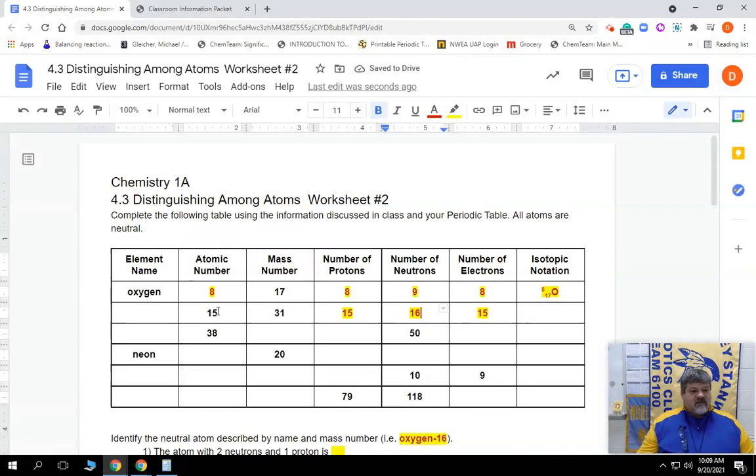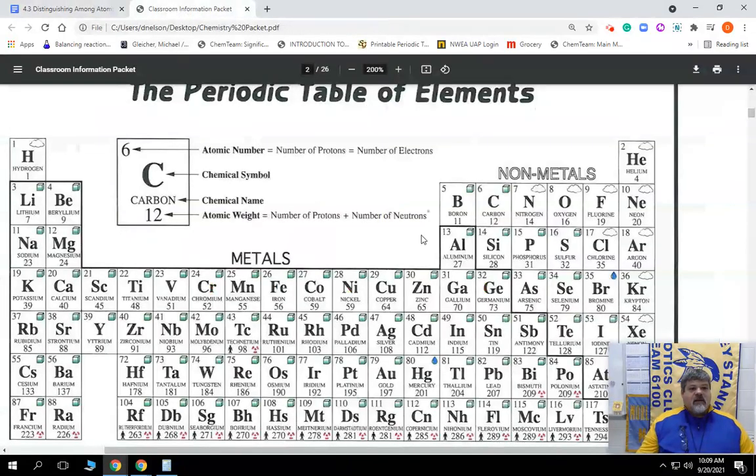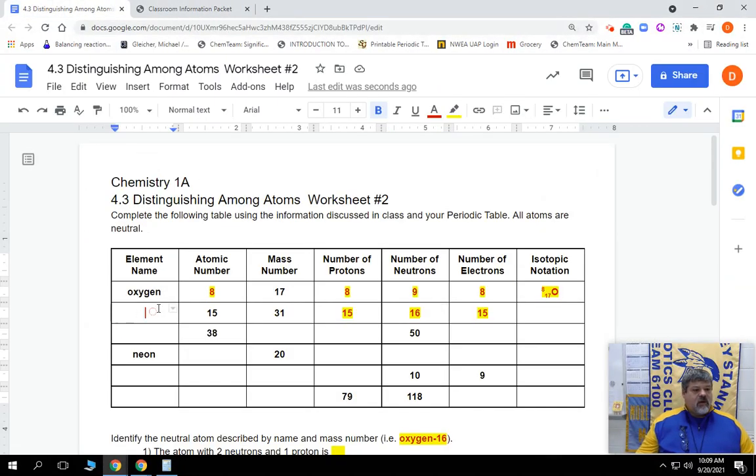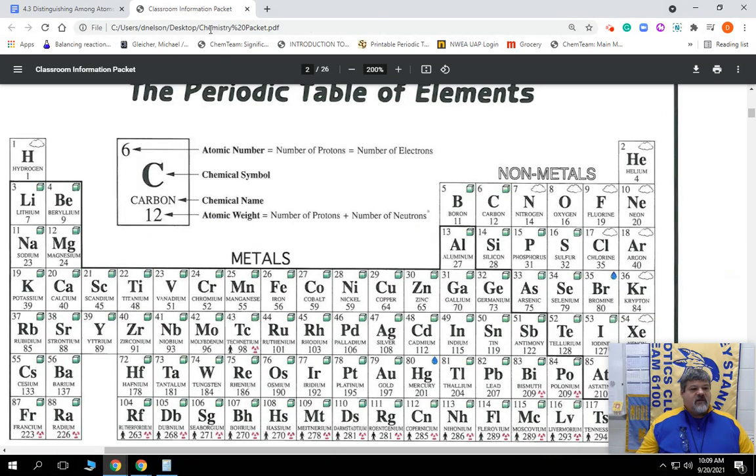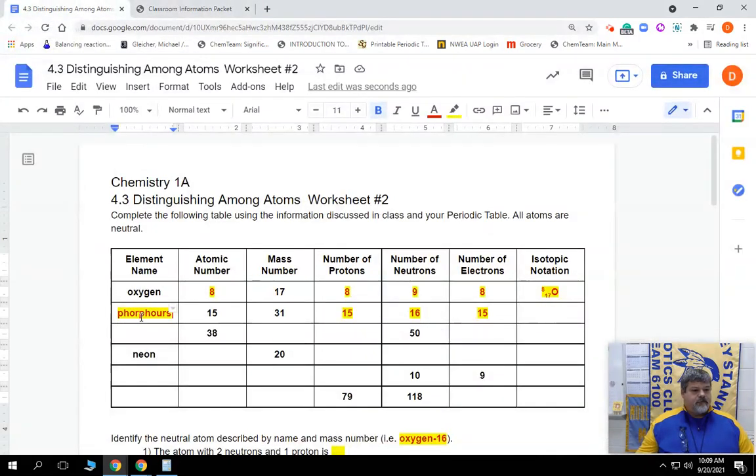Well, now, what element is this? Atomic number 15. Well, let's go back to our packet. Let's find 15. 15 is right here. It's phosphorus. So we'll go back in here, and we're going to write in phosphorus. And I got that horrible spelling. So let's go back and look at how to spell it again. P-H-O-S-P-H-O-R-U-S. All right, I just got it right there.